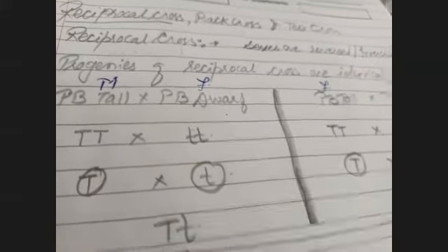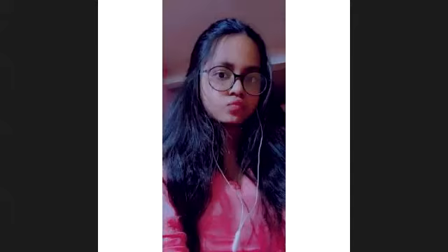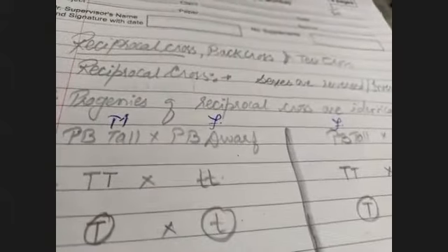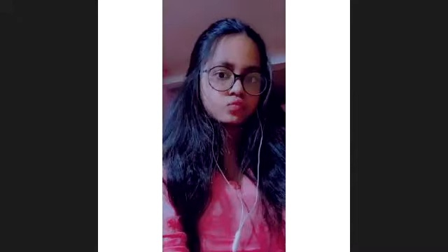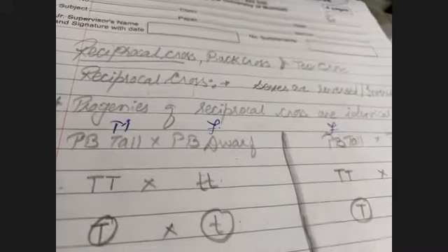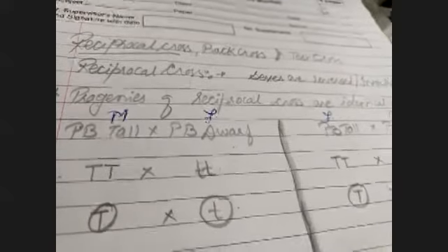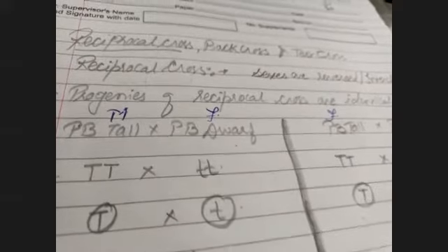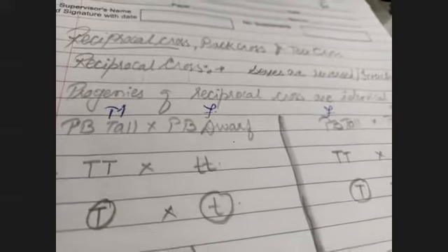Reciprocal cross in dihybrid cross? हाँ हो सकता है, क्यों नहीं हो सकता है, उसमें भी सेम ही होगा ना. Reciprocal is in no way concerned with the characters or the number of characters. Reciprocal means it is only the sexes that are interchanged. The characters can be any number.